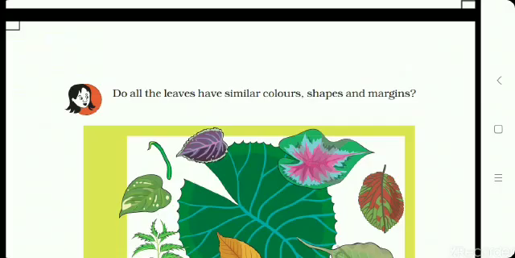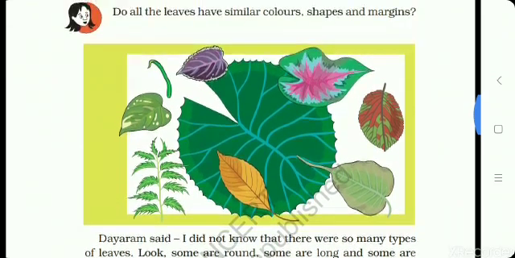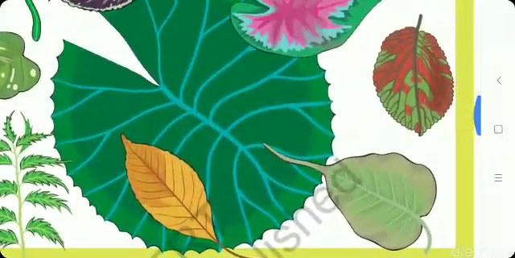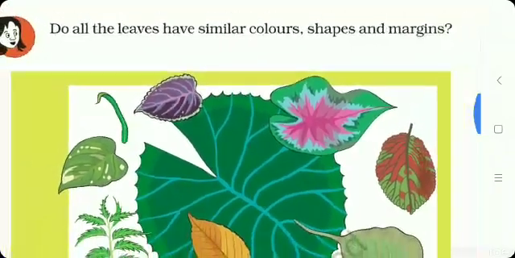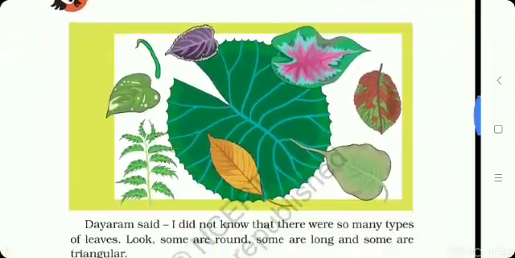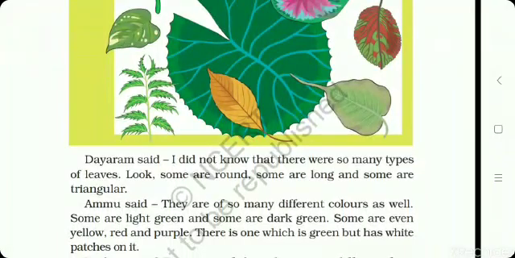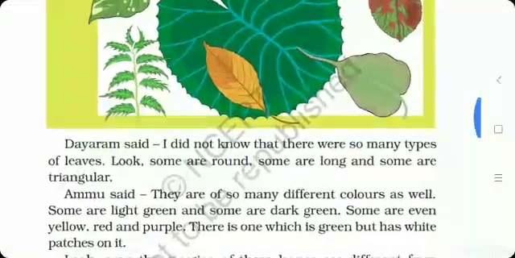Come to the next page. So all the children have brought the leaves. Do all the leaves have similar colors, shape and margins? See the different kinds of leaves. Do they all have the same color, shape and margins? Yes or no? No. Dayaram said, I don't know that there were so many types of leaves.